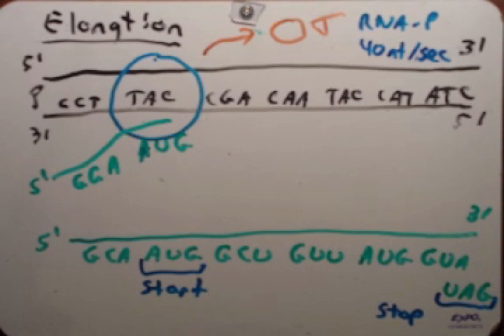However, transcription doesn't stop here. The RNA polymerase is pretty good, but it's still just an enzyme. It's not very smart. It doesn't know to stop making RNA here. It's going to keep on going. There's got to be some kind of signal that tells RNA polymerase to stop making RNA. And that's what we're going to talk about next in termination.